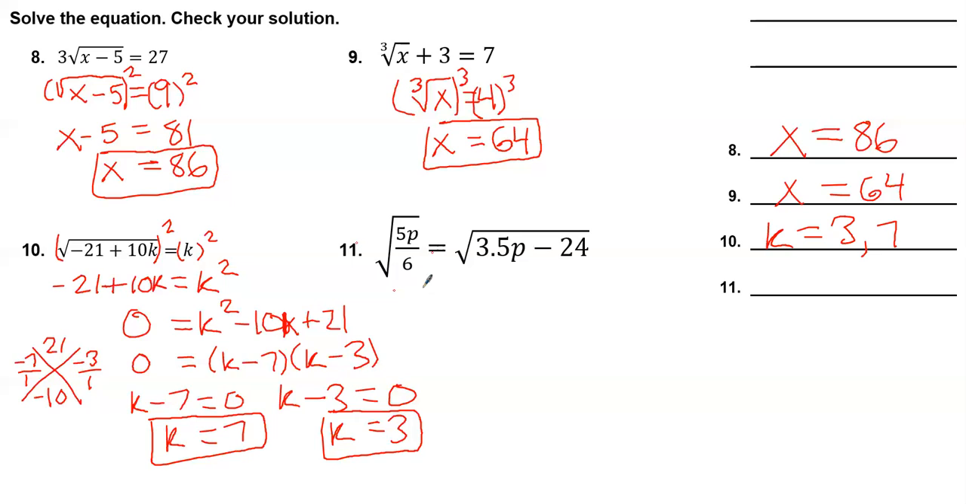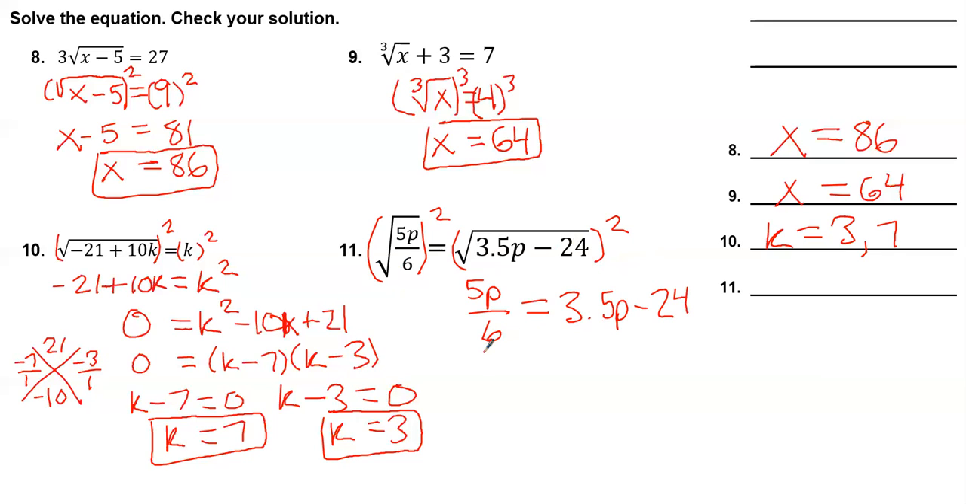All right, number 11, we have square roots on both sides. That should be fun. Same thing, we can square both sides, but we might introduce extraneous solutions, ones which aren't actually true. And that leaves me, I'm going to move this over so I don't get it mixed up in here, 5p over 6 is equal to 3.5p minus 24.